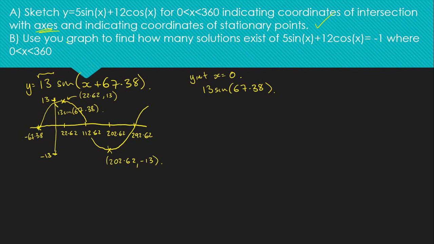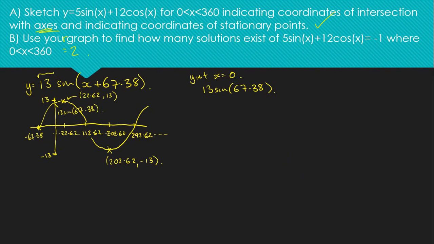It says use your graph to find out how many solutions exist of this thing equaling negative 1. Well, equaling negative 1 would be across like that there, and it looks like there will be 2. Just how many times does this line intersect with my original curve, which is once there and once there, so that should be 2.